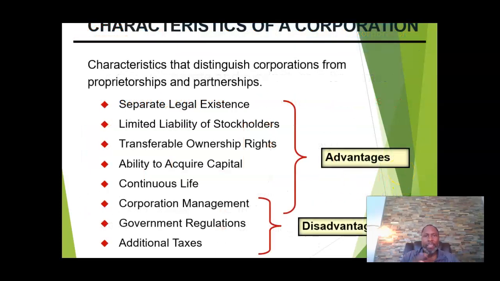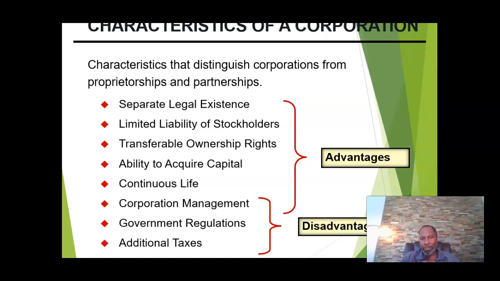Next, we take a look at the characteristics of a corporation. And you can read, so I'm not going to necessarily go through each of these different characteristics, but we'll look at some of the advantages and the disadvantages of having a corporation. So when you have a corporate form of status, whether an S corporation or a C corporation that we'll talk more about, it is a separate legal existence, which means the owners are separate from the actual business.